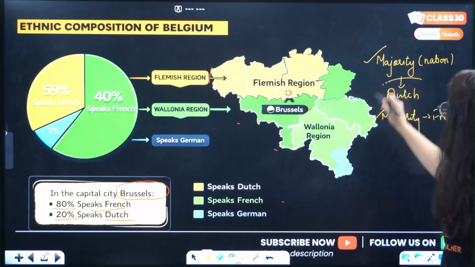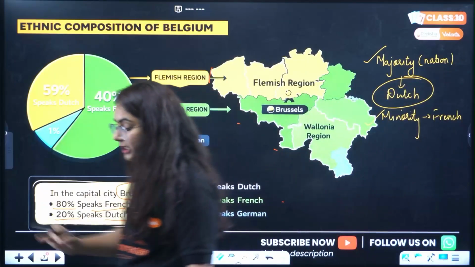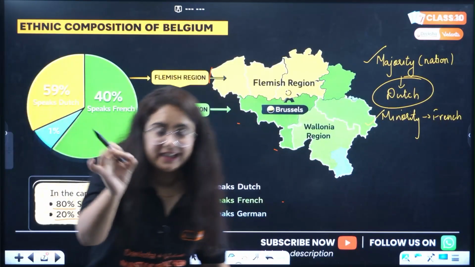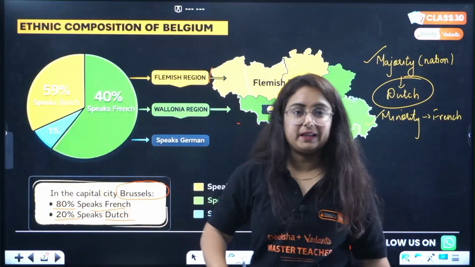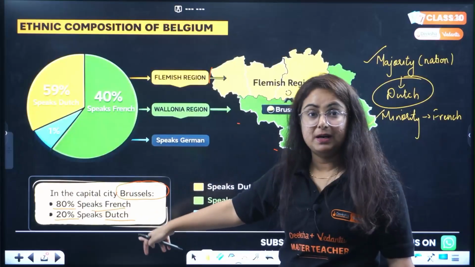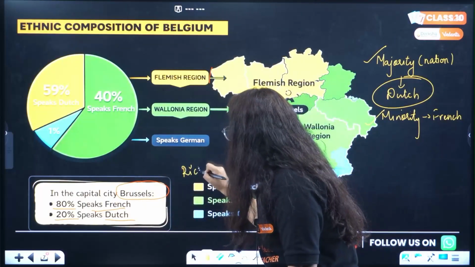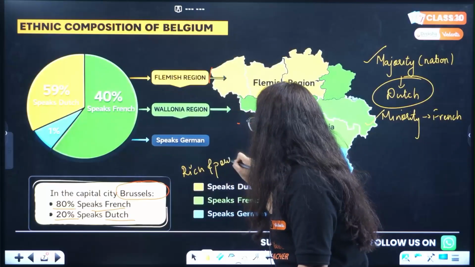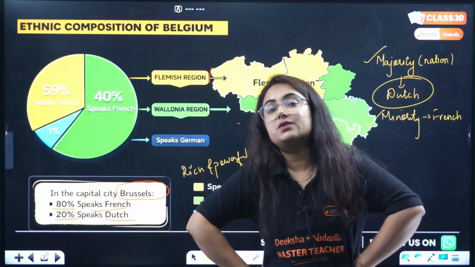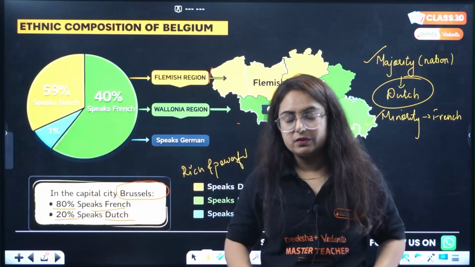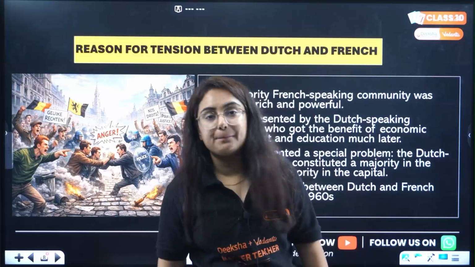These Dutch people who were in the majority in the country were expecting that all the benefits will be given to them. Why were they expecting that? Because these French people, majority in the capital, were relatively rich and powerful. Whenever some person is rich, the whole community is rich, what happened? All the benefits are enjoyed by them.